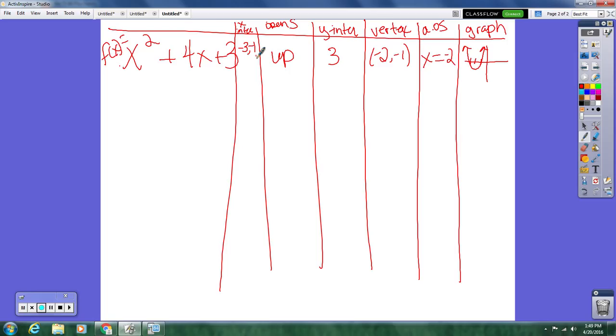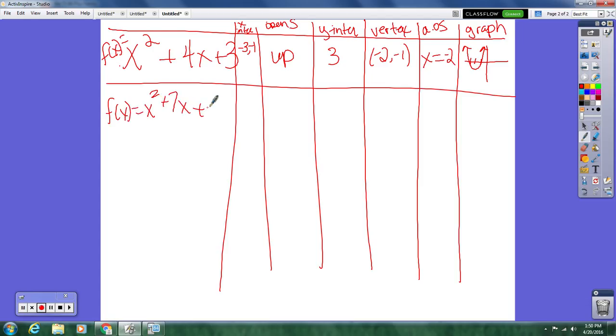I could tell a lot about that parabola just from looking at the equation and then doing the vertex. Pretty much everything we would need. So let's see, what if we did this one? f of x equals x squared plus 7x plus 12. x squared plus 7x plus 12.